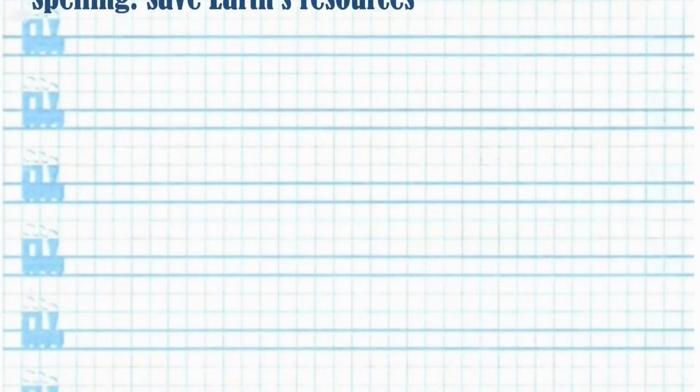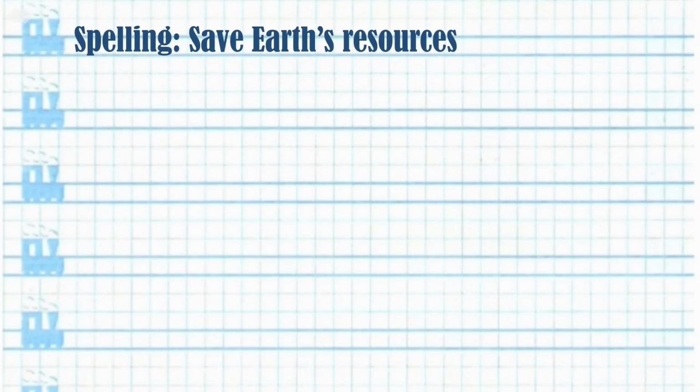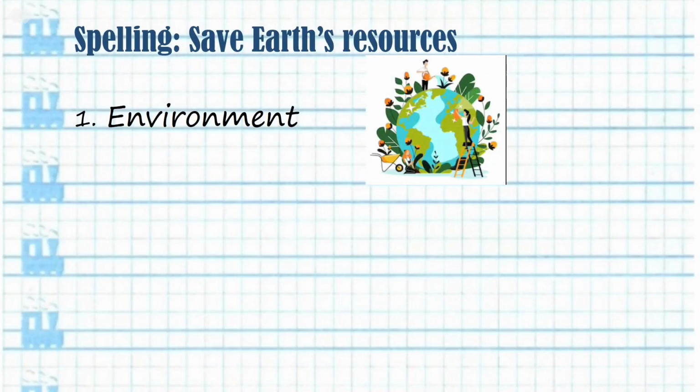Well, class, our spelling list will be Save the Earth Resources. Are you ready? Number 1. Environment. E-N-V-I-R-O-N-M-E-N-T. Please write the word. Repeat. Environment.